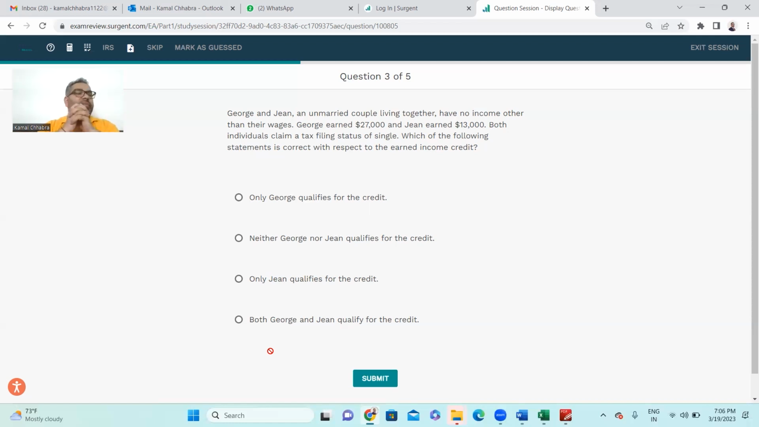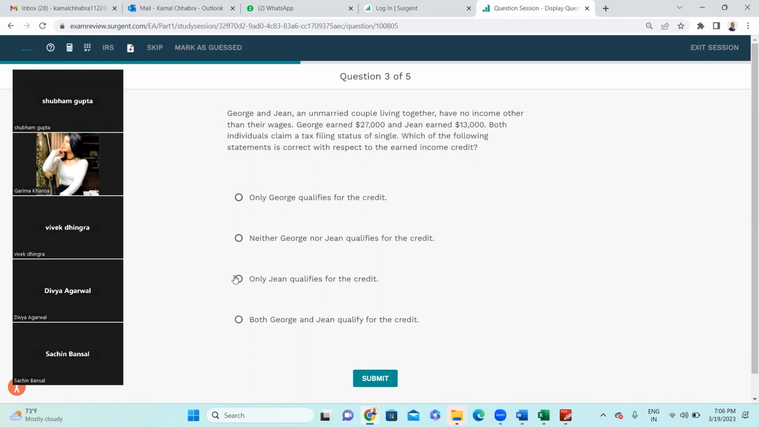Have you understood the question? It's question 5. George and John are an unmarried couple, but they are living together and they have kids. Whether they can claim earned income credit or not. Either one of them can claim, or both of them can claim, or none of them can claim. None of them. How about others? Option third, John can qualify.